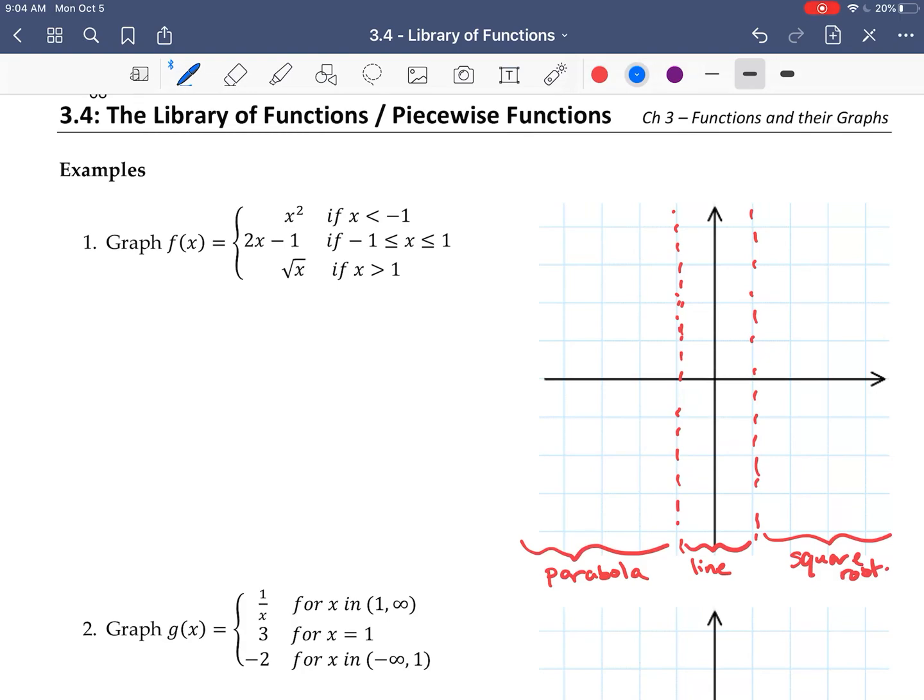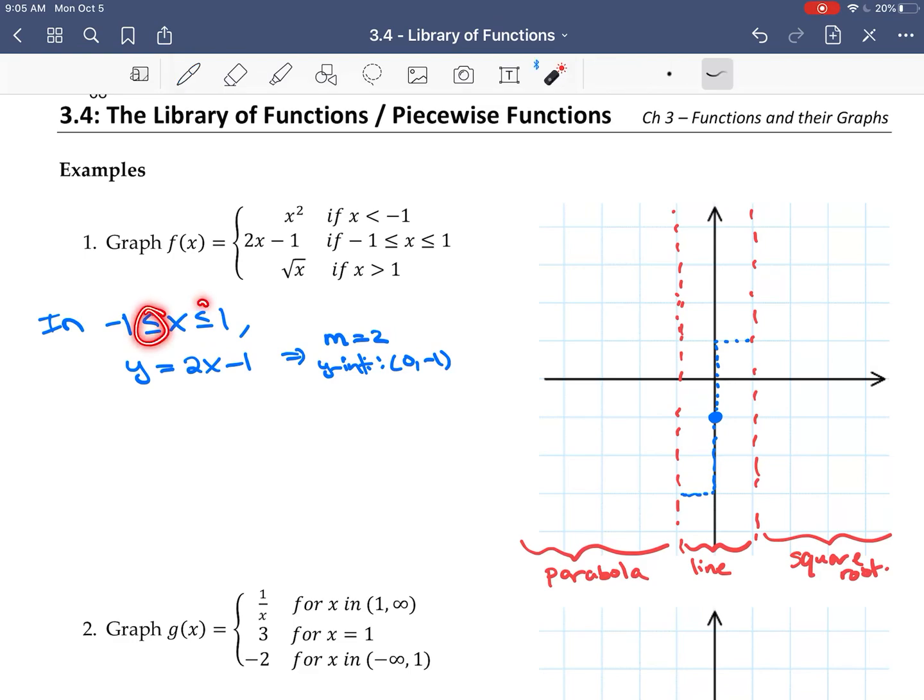It's probably easiest to start in the middle because we know around the origin. So in the interval where -1 is less than or equal to x, which is less than or equal to 1, we're using the function y equals 2x minus 1. That is in slope-intercept form, so the slope is 2, and the y-intercept is the point (0, -1). So I know I have a point here, and then I have a slope of 2. I'm going to go up 2 over 1, and down 2 over 1 the other way. So I know that I have points there. And now my interval includes -1 and 1, so I have closed points there. On this interval, I have the line that connects those 3 points. So it's going to look like that on that interval.